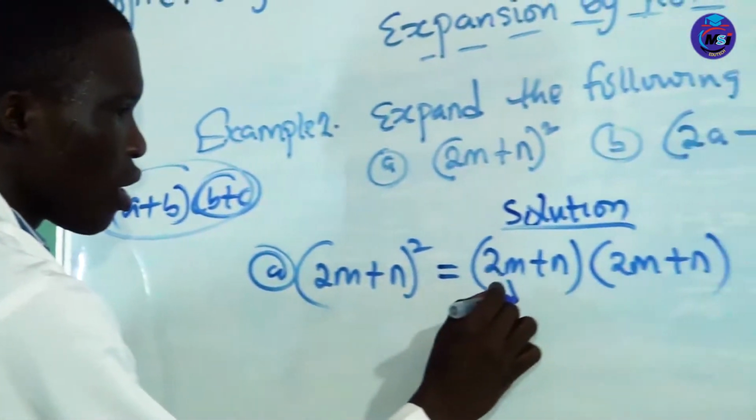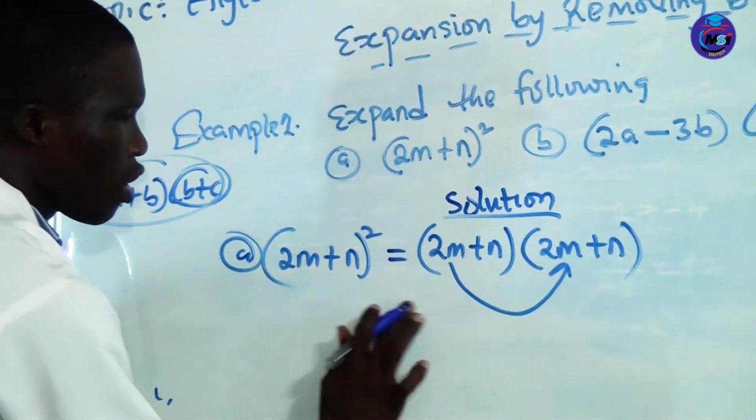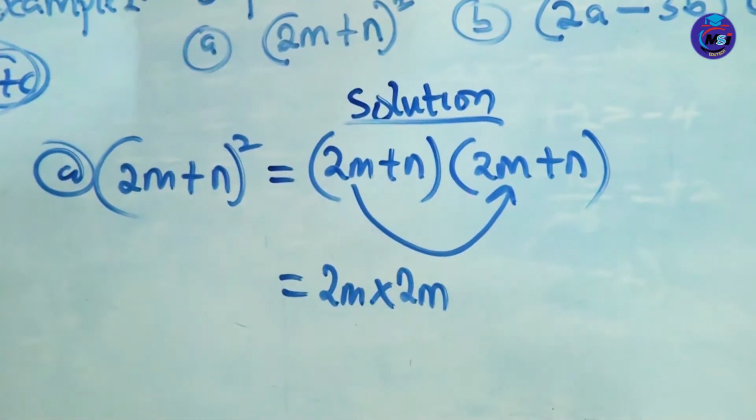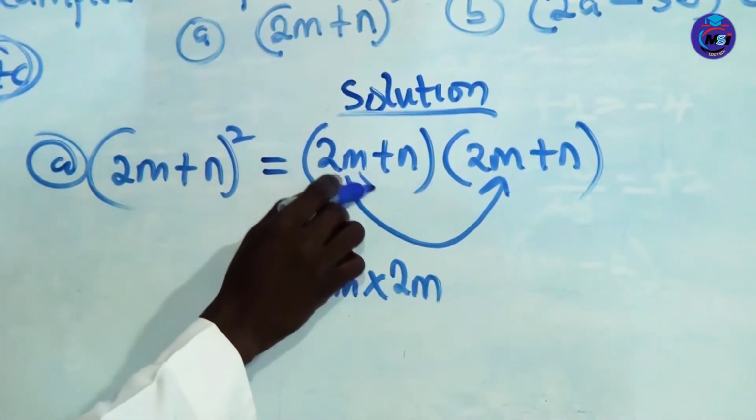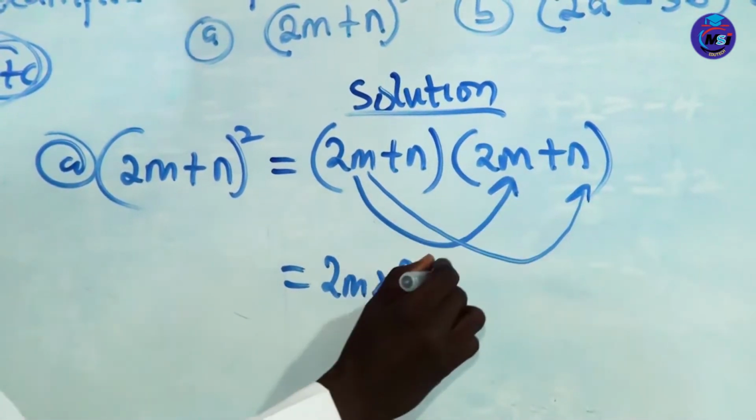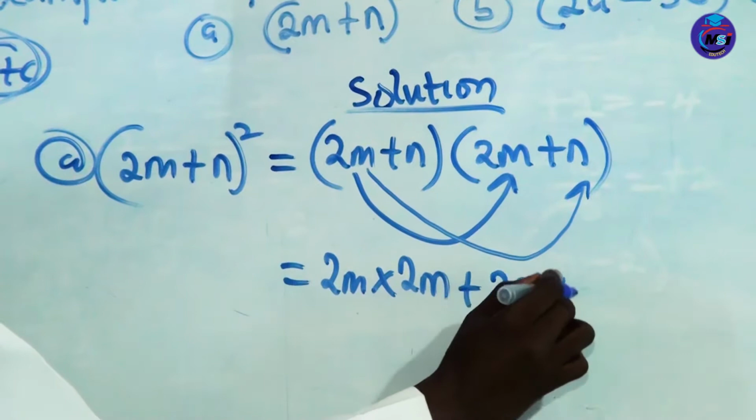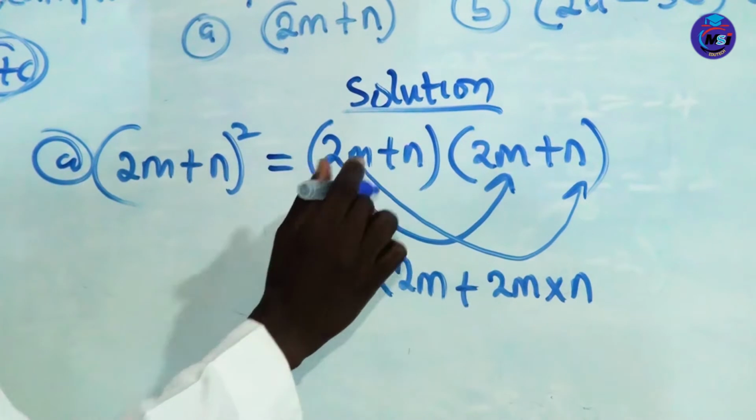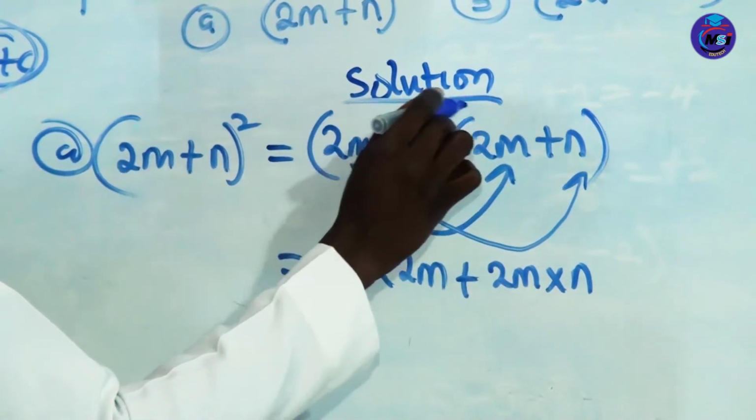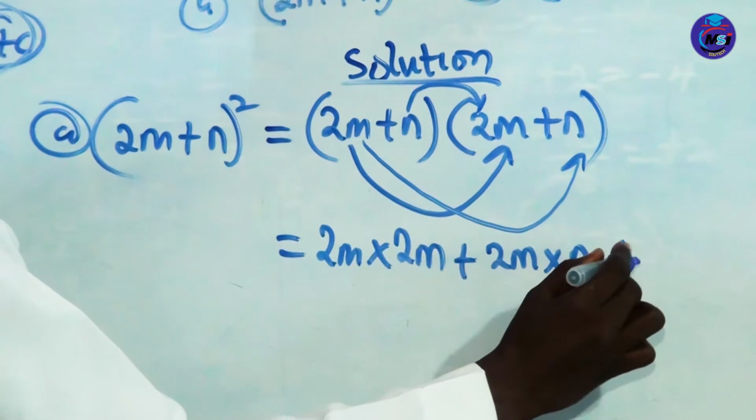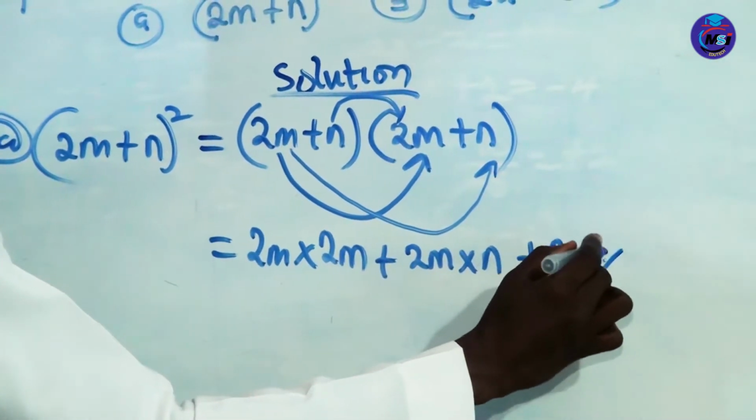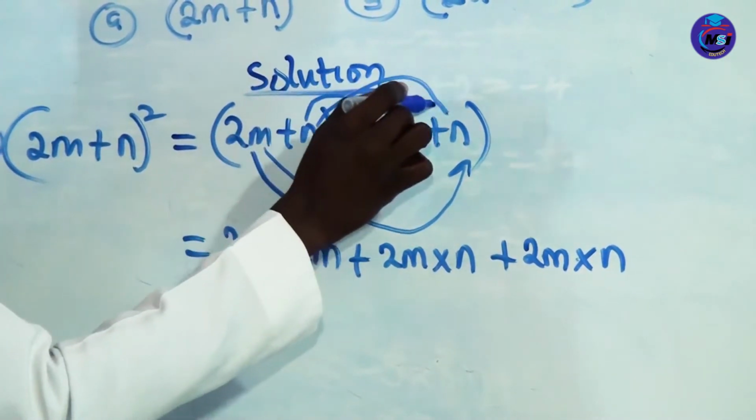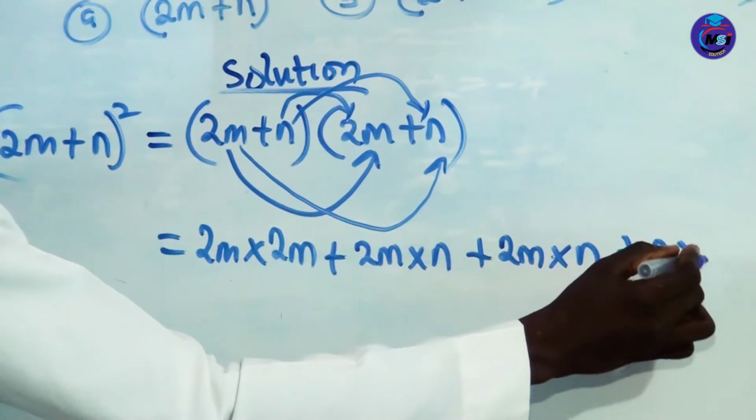This will give us 2m times 2m, the same 2m, times n, plus 2m times n. Okay, we are through with this. We want to pick n. This n we multiply by 2m, so we have 2m times n. Then the same n we multiply by 2m plus n times n.